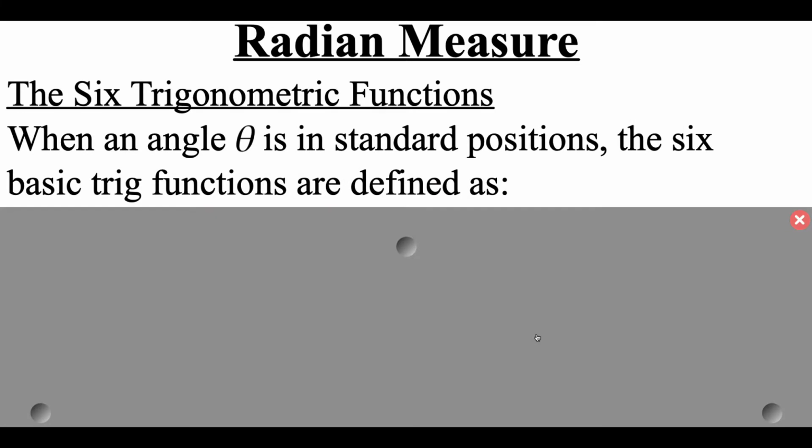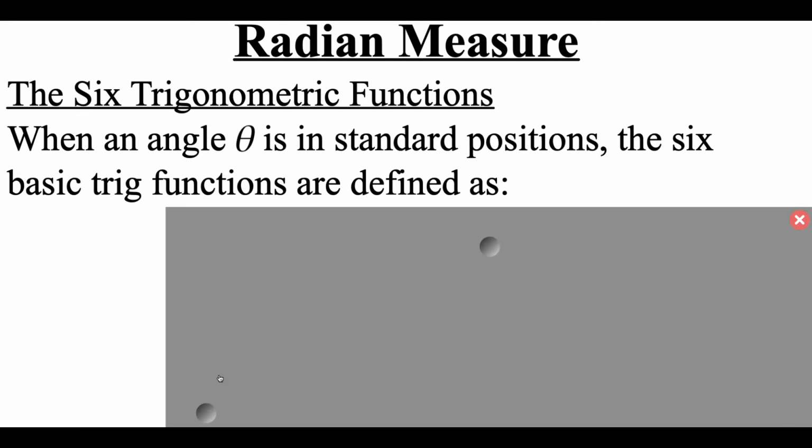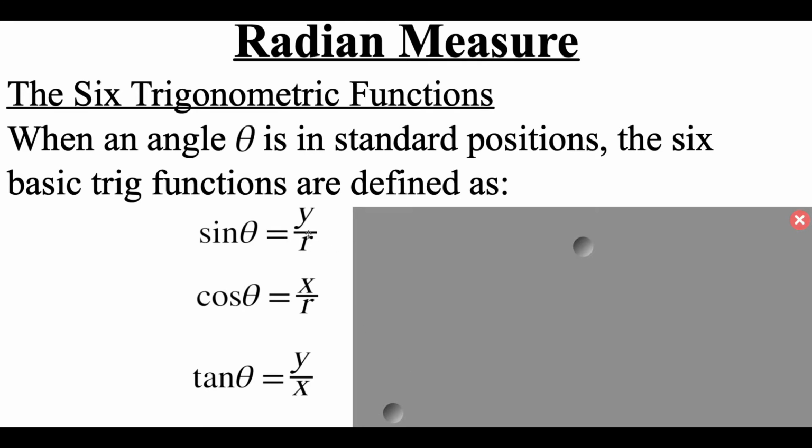So as we're looking at our 6 trig functions, when we've got an angle theta graphed out in standard position, the 6 basic trig functions are defined as follows. So we've got the sine being the y value from the coordinate over the length of the radius. If you're dealing with a unit circle where the radius is 1, then the sine is just your y value from the ordered pair. The cosine of theta is the x value from the ordered pair divided by the radius. Again, if you're dealing with a unit circle where the radius is just 1, then the cosine is just the x value from the ordered pair. Tangent is y divided by x. The radius is not involved there, just the ordered pair.